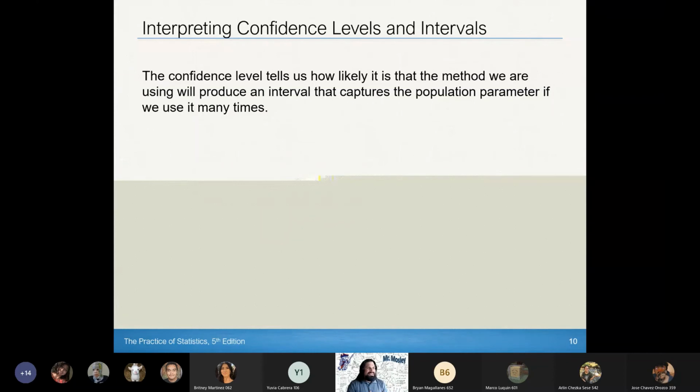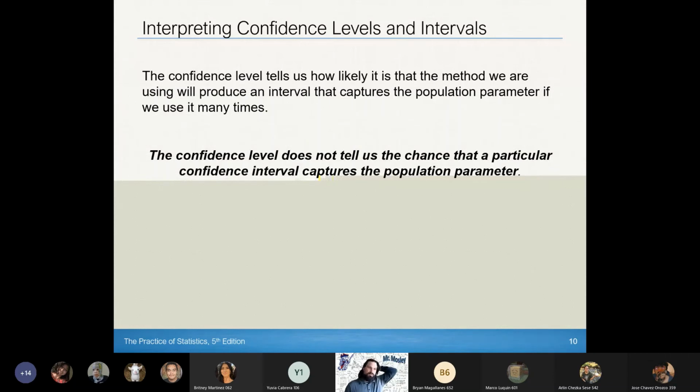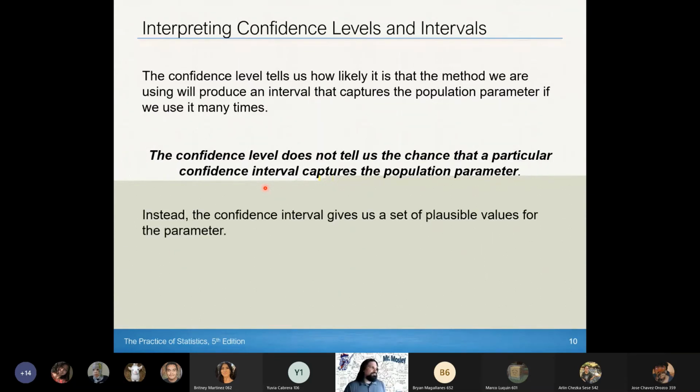The confidence level tells us how likely it is that the method we are using will produce an interval that captures the population parameter if we use it many times. The confidence level does not tell us the chance that a particular confidence interval captures the population parameter. Right, so this doesn't tell us something about a particular interval from a sample. It just says overall, we would expect 95% of these SRS's intervals to capture the population parameter. It's not singling out a particular interval from a particular sample. Instead, the confidence interval gives us a set of plausible values for the parameter.